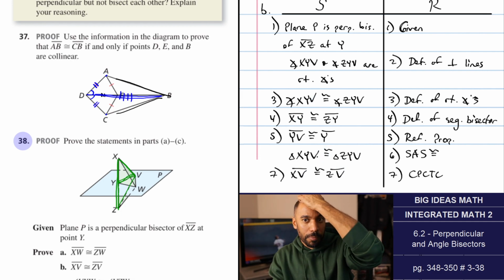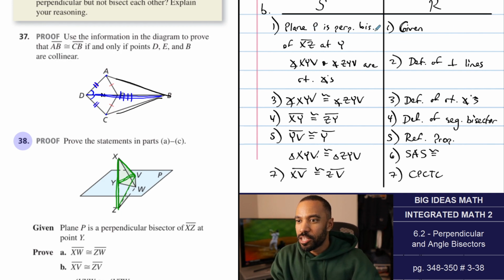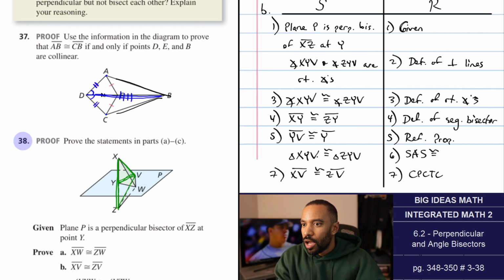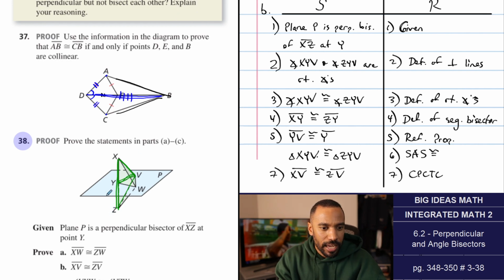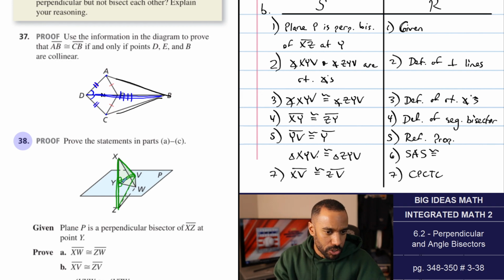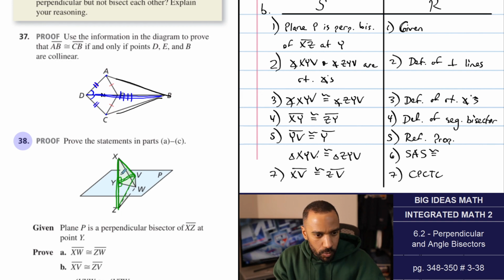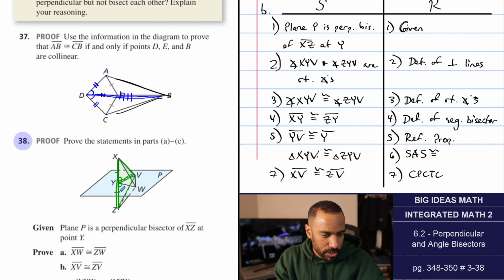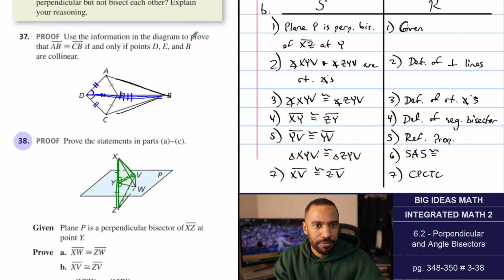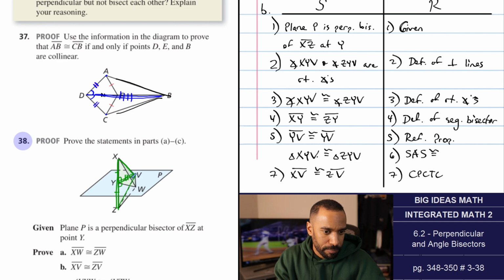Okay, let's take a look at this one. Ready? All right. Plane P is perpendicular bisector of segment XZ at Y. That's still the same thing, right? Perfect. Boom. I'm missing a 2. Here's angle XYV and angle ZYV. They are right angles. Definition of perpendicular lines. Cool. Angle XYV is congruent to angle ZYV for reasons of right angles. XY is congruent to ZY. This is the bisector portion. That's untouched. Oh, I'm missing a V. YV is congruent to itself. That's this guy now here by the reflexive property.